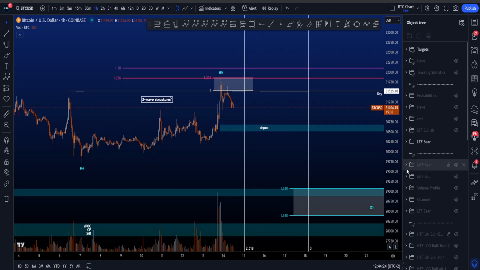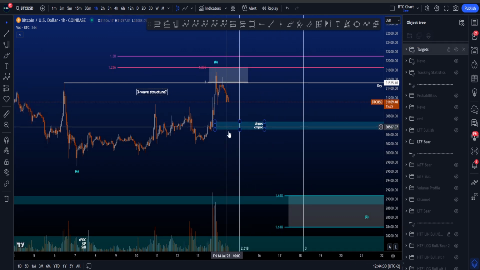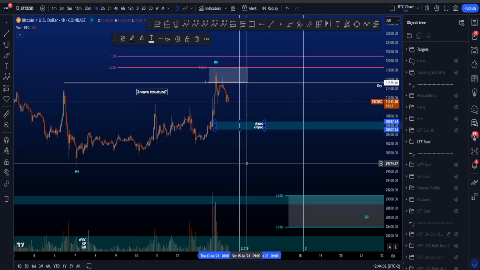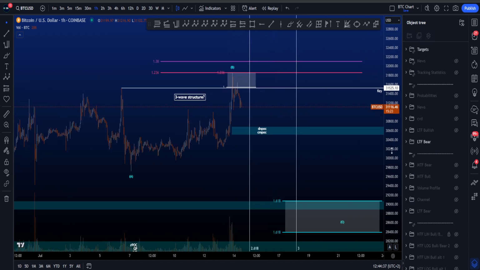That move to the downside for me is going to decide either the bullish or the bearish scenario, because as mentioned in my morning video, we were looking for a move to the downside anyway, and this support area over here between 30.5k and 30.7k is going to be very important for both of these scenarios.